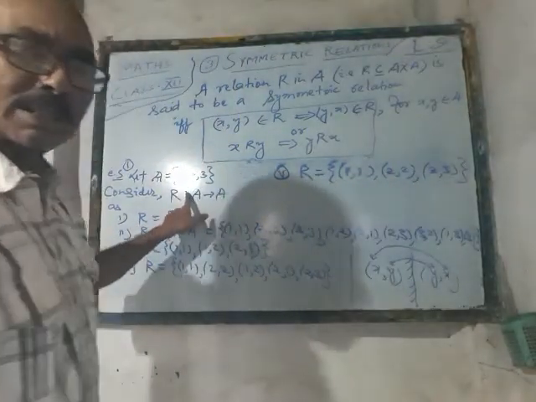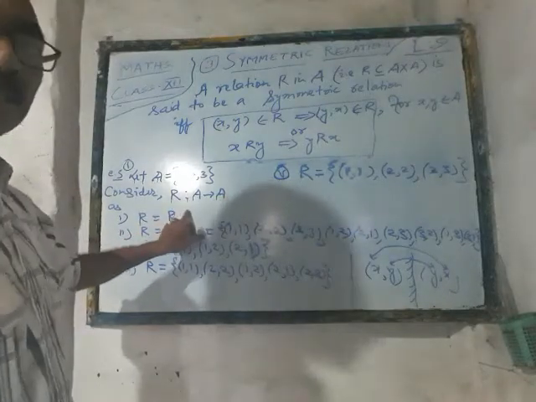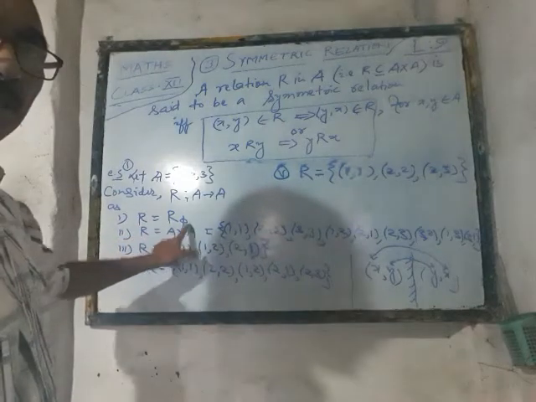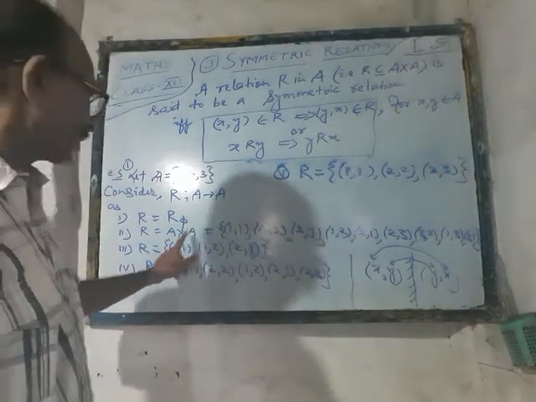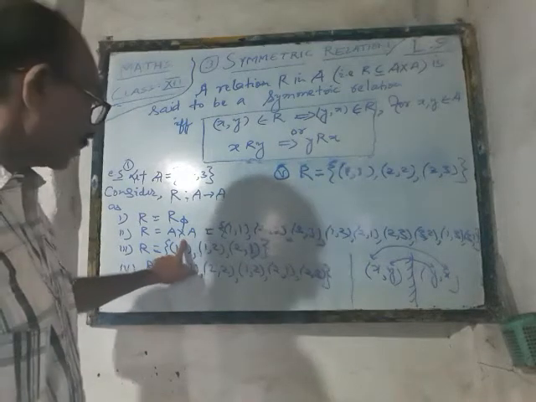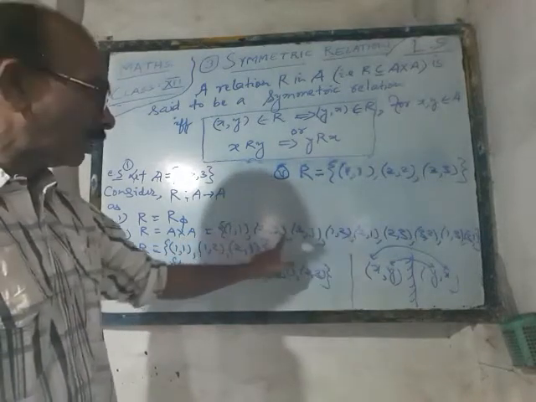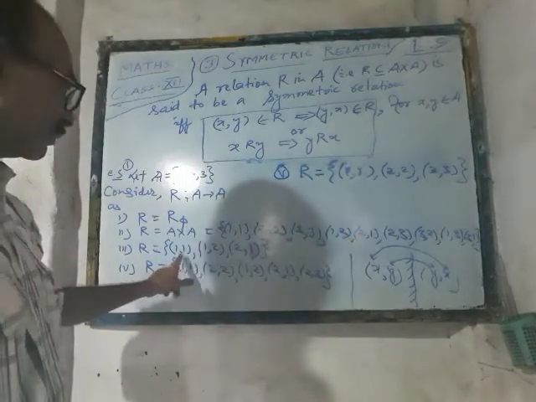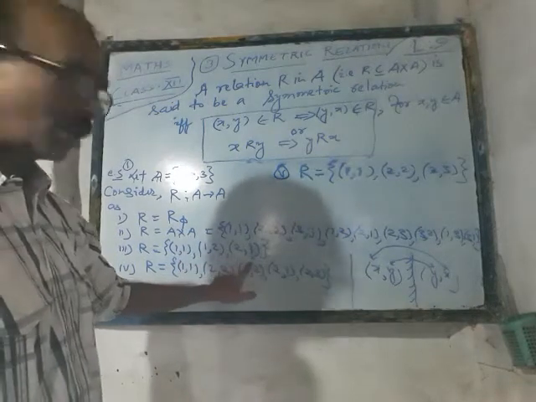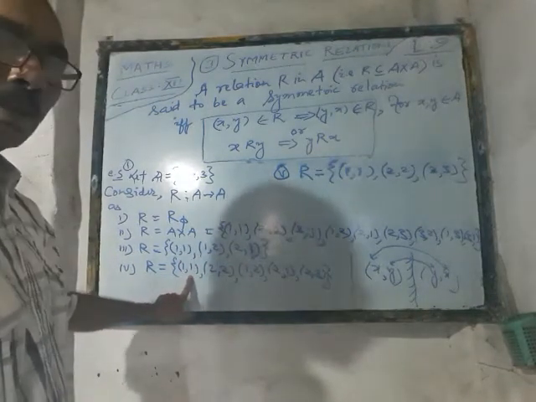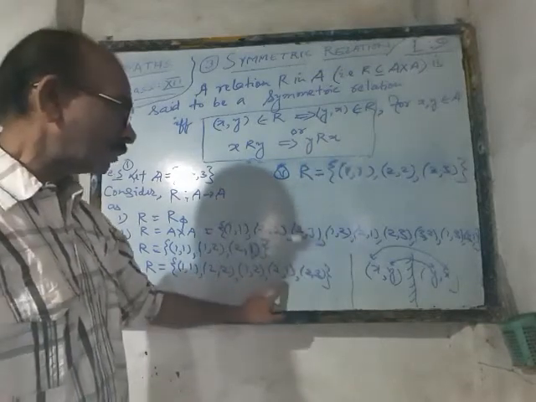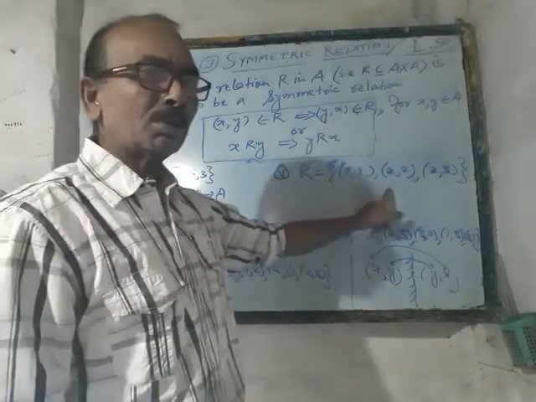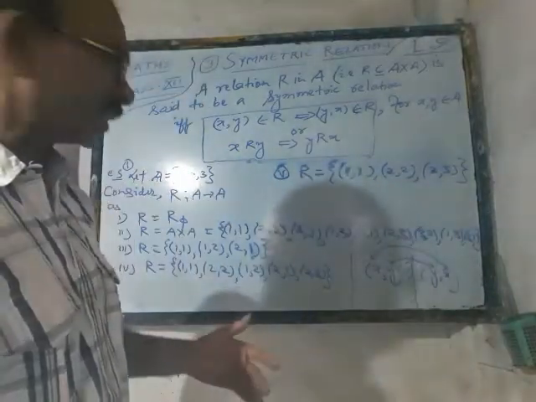We suppose that A contains 3 elements, 1, 2 and 3, and R is a relation over the set A. Some examples have been given. The first example is the empty relation. The second is the universal relation A cross A itself, where all 9 elements have been taken into consideration. The third relation contains (1, 1), (1, 2) and (2, 1). The fourth one I have taken as (1, 1), (2, 2), (1, 2), (2, 1) and (2, 3), and the fifth one as (1, 1), (2, 2) and (3, 3). Now one by one we discuss those.